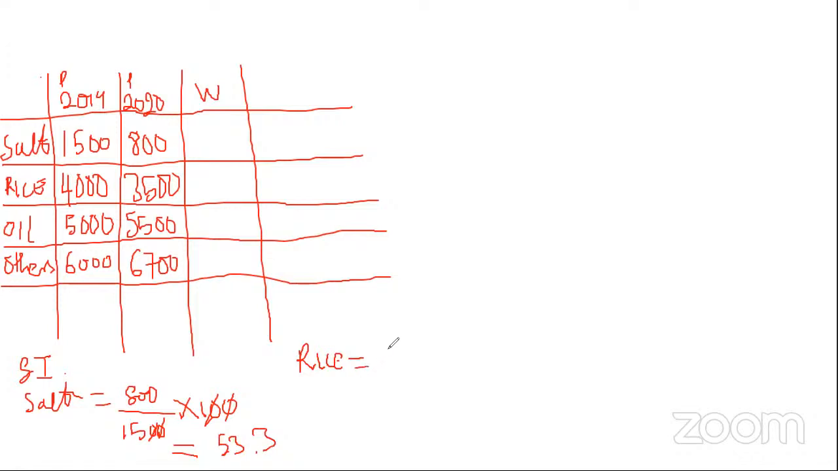The relative would be 3,500. We divide this by 4,000 and we multiply it by 100. That is 87.5.